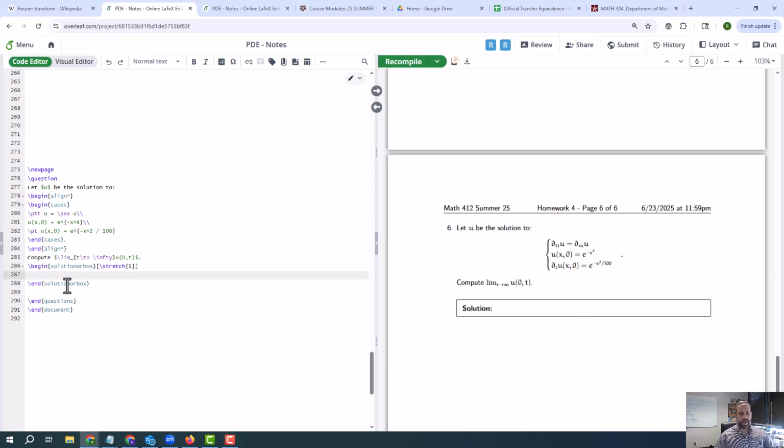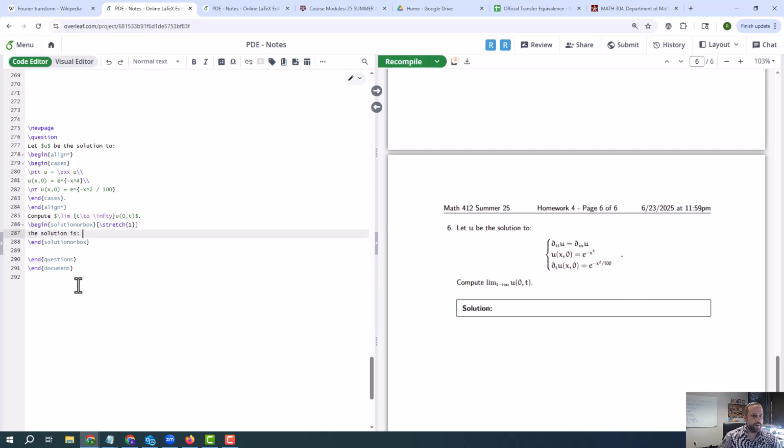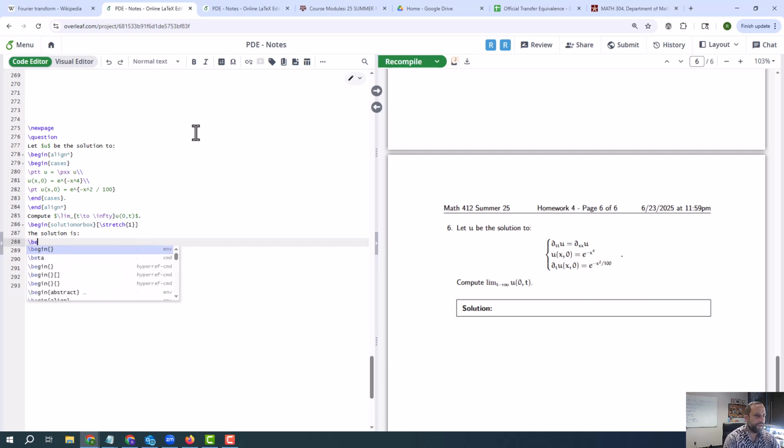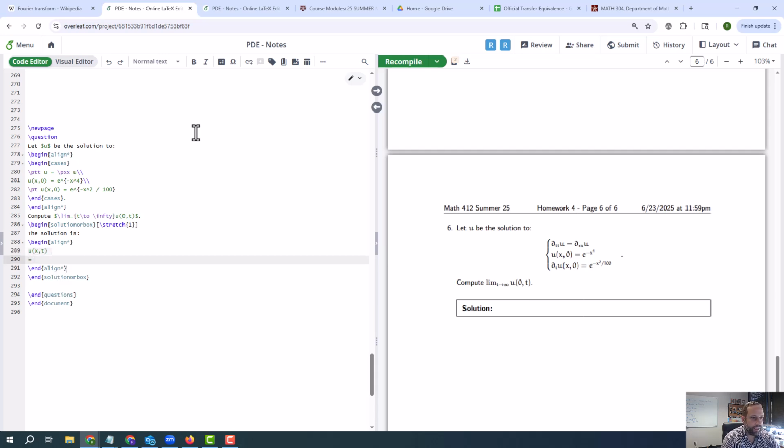Okay, so let's do this one, and we'll jump straight to the solution. And again, I'm not going to make you rederive all the Fourier transform stuff. We can just use what we've learned to say u of x, t is equal to, okay, we're going to use the D'Alembert solution.